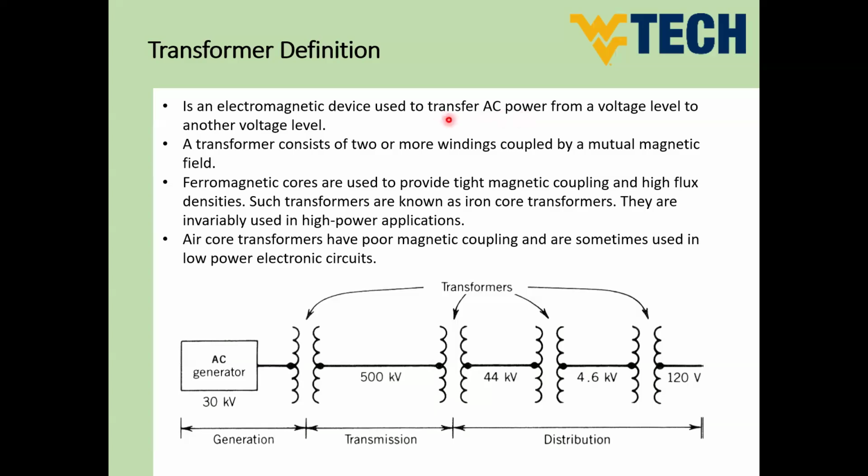So it transfers AC power from a voltage level to another voltage level. So what is the meaning of voltage level? Voltage level means the RMS voltage level. So this is a basic rule why we use transformer.